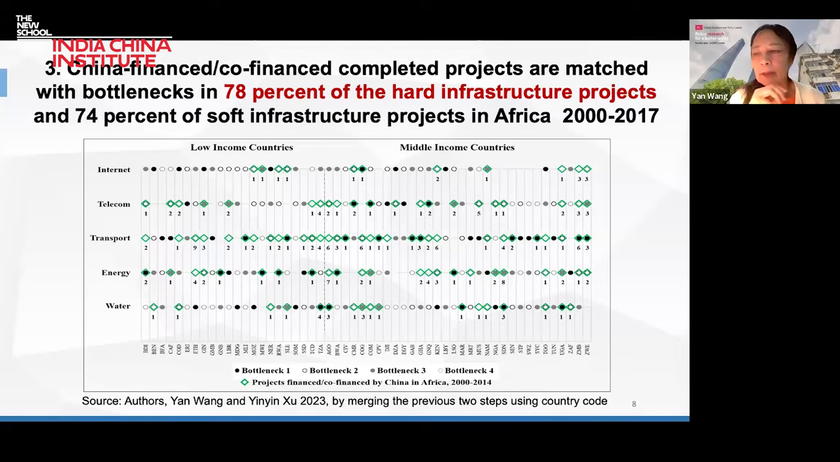Now I'm going to present one of our papers using aiddata.com. So I actually used all the comprehensive infrastructure projects that are completed during this period. And we found that 78% of the hard infrastructure projects have addressed bottlenecks in infrastructure in African countries. So we used the data from five sectors: internet, telecom, transport, energy, and water sectors. All these green triangles, green diamonds, indicate the existence of Chinese completed projects, and they have addressed partially the bottlenecks in Africa.